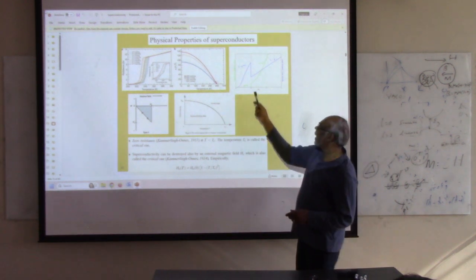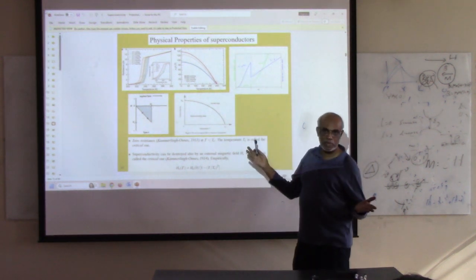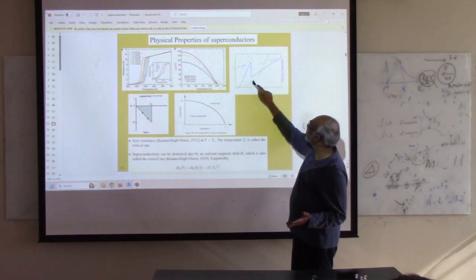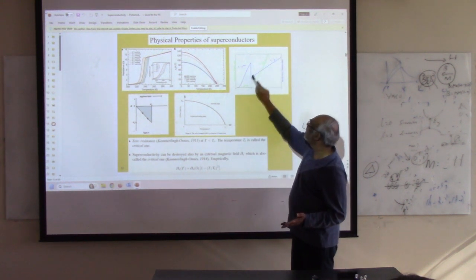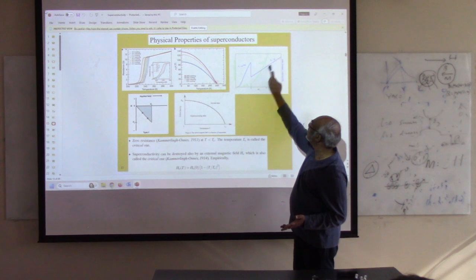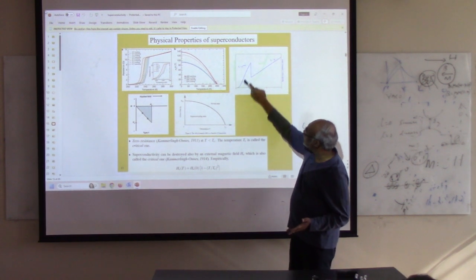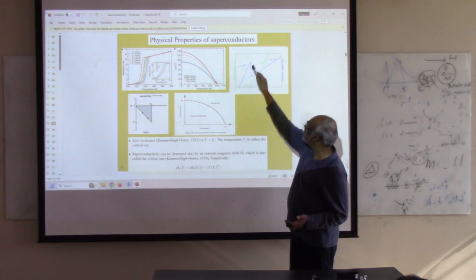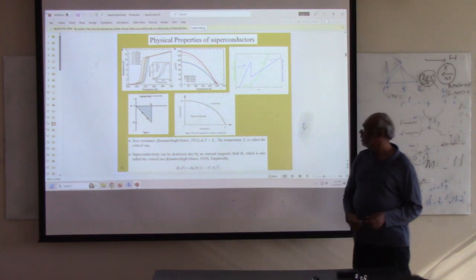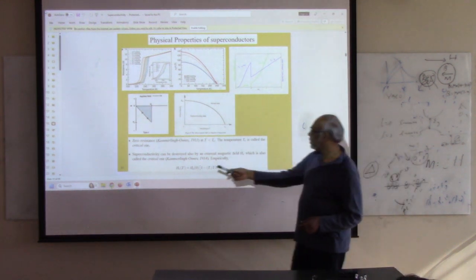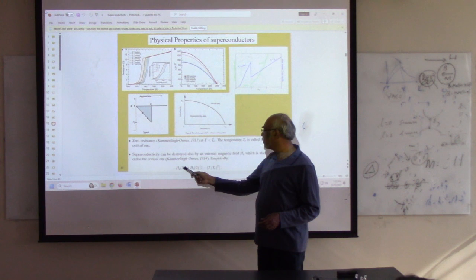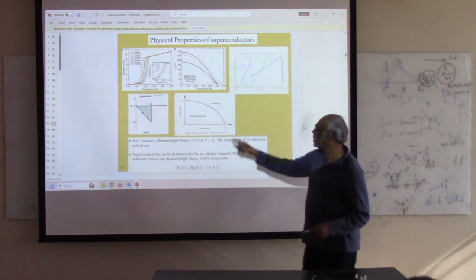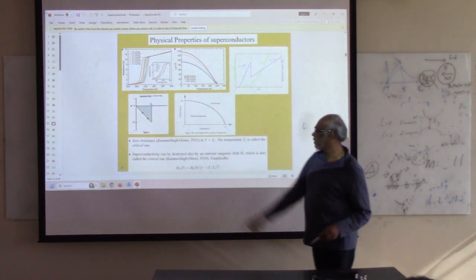The important thing is at TC you can see phase transitions happening, right? Here resistance goes to 0. Here the initially linear heat capacity becomes discontinuous. Here it goes to 0. The critical magnetic field also depends on T. That's how this graph looks like here.